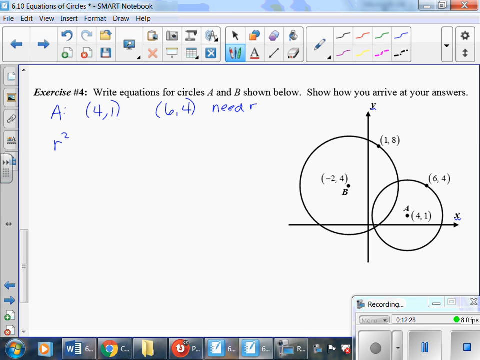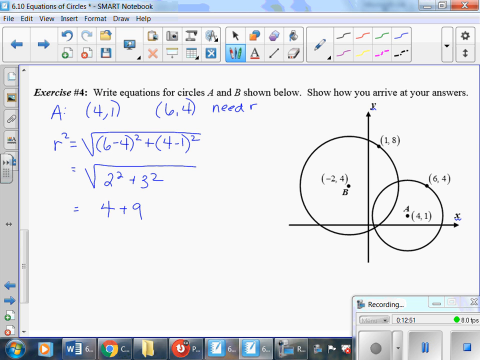So I know that r is equal to the square root of (6 minus 4) squared plus (4 minus 1) squared, which is equal to the square root of 2 squared plus 3 squared, which is equal to the square root of 4 plus 9, which is the square root of 13. I'm sorry, I said r squared, it's r, my bad.